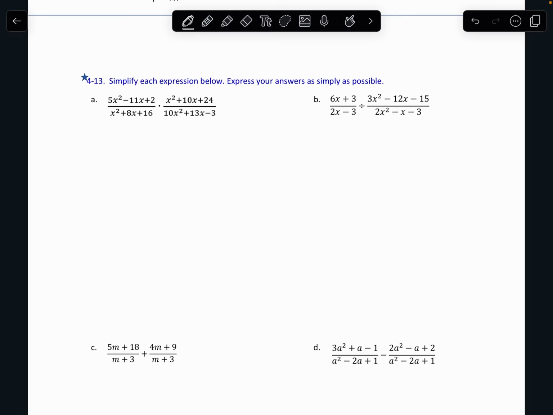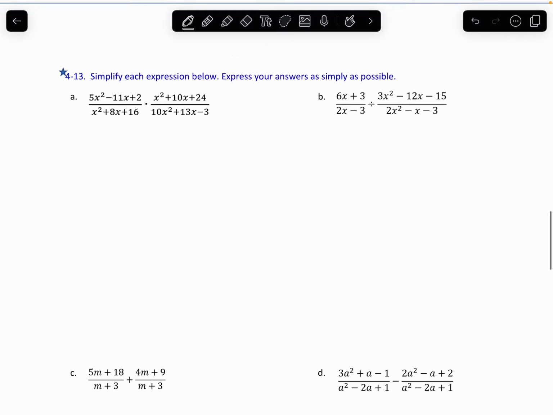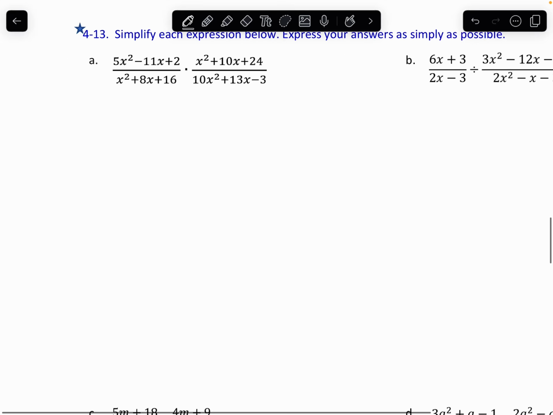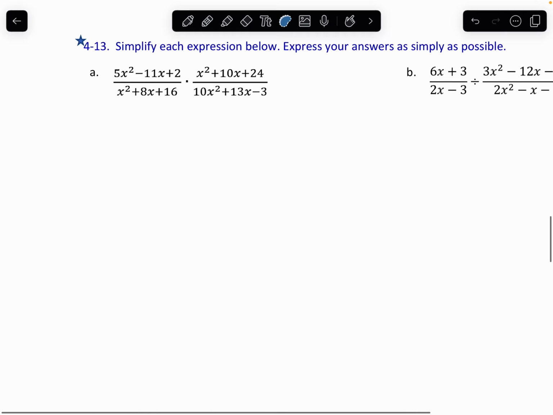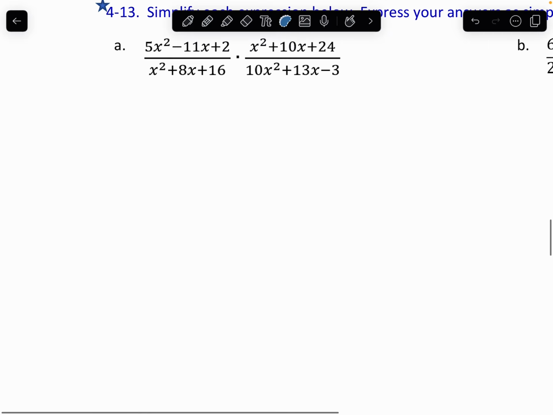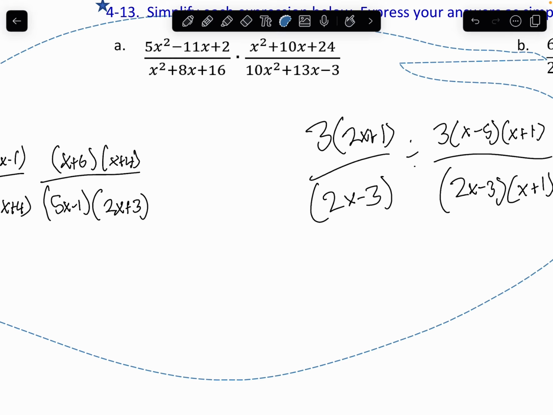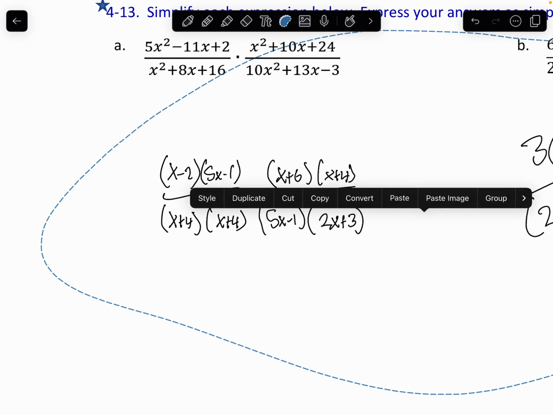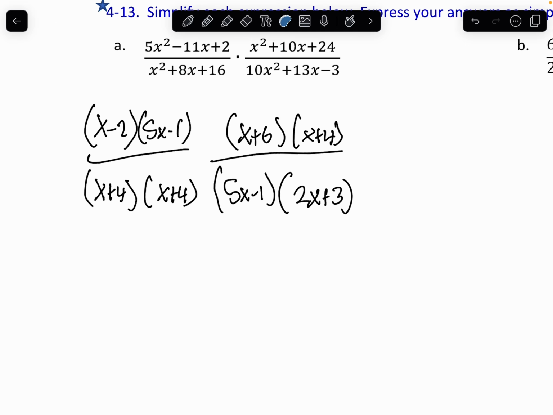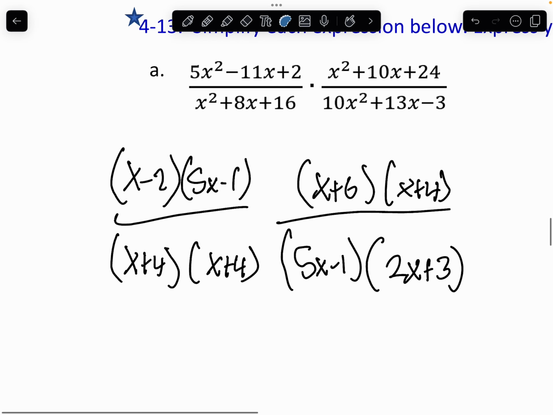First problem, or one of the problems, is multiply, divide, add, and subtract rational expressions. So this one is a good example, these four. First, you gotta simplify them. You can use the box method to factor it out. I already had it pre-factored. So that's what I factored.